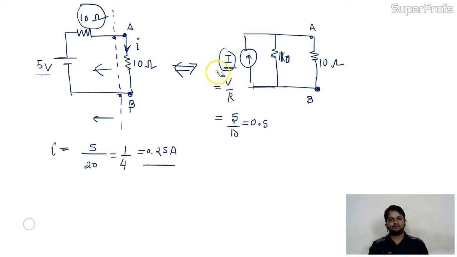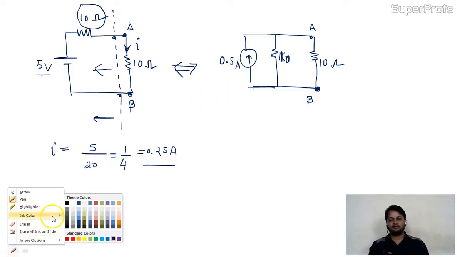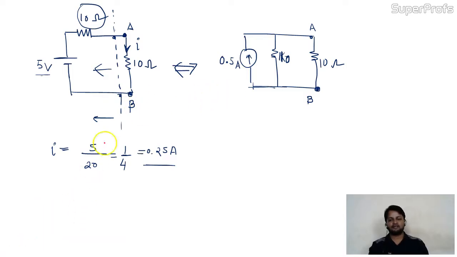Is it clear? So I am removing all this. The value of this current would be 0.5 ampere. So we converted this circuit into the equivalent current circuit. Now observe this. Suppose this is the load resistance. Across A and B, suppose 10 ohm is the load resistance. In the load resistance, the value of current is 0.25 in this circuit.